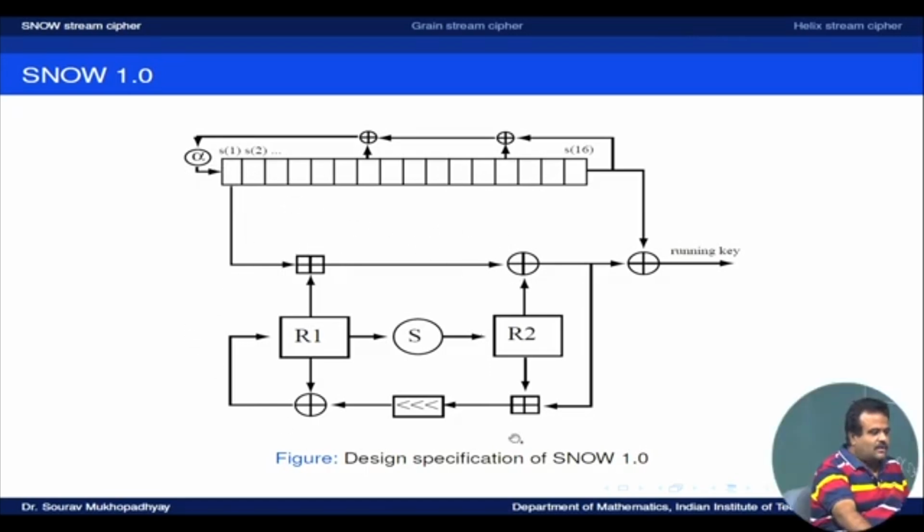As a part of it, we have two 32-bit registers, R1 and R2, and this is an S-box. This is a simple bitwise XOR operation, this is the addition operation mod 2 to the power 32, and this is the circular shift. These are the operations in SNOW 1. Finally, we take this bit along with this one and XOR these two to get the key stream bit.